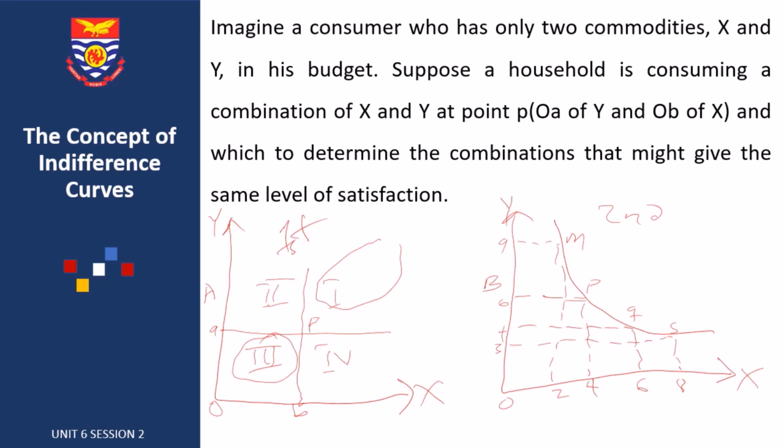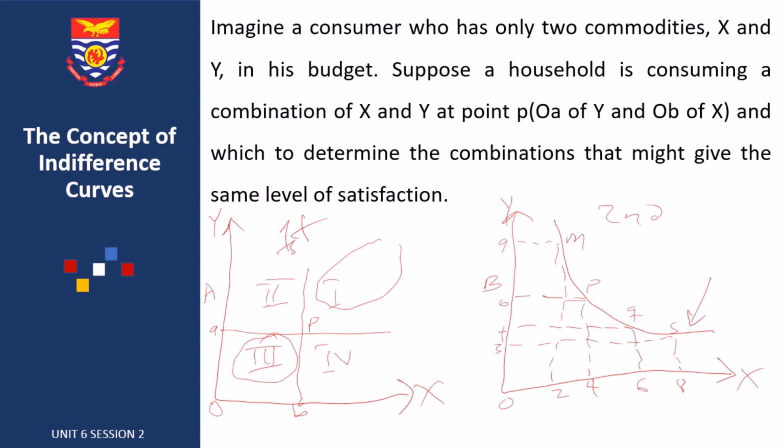which traces the locus of the various combinations, that is of combinations of x and y, of equivalent utility to the consumer, and the line is what we call the indifference curve. So this line that we have drawn to connect the points is what we call the indifference curve.